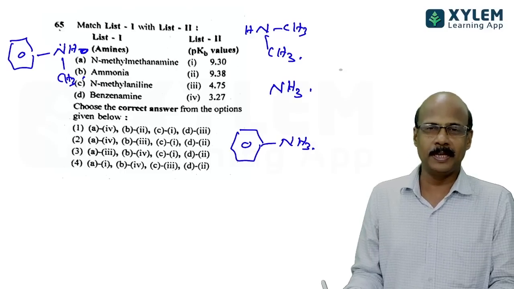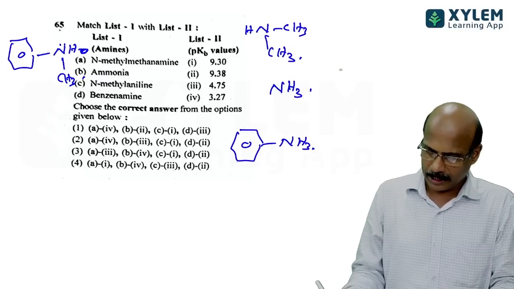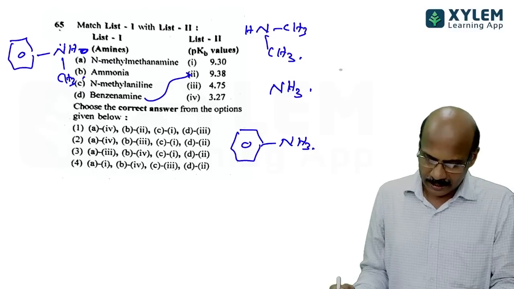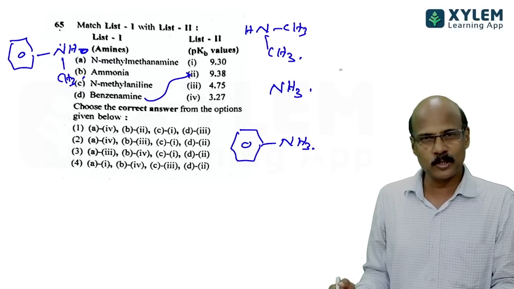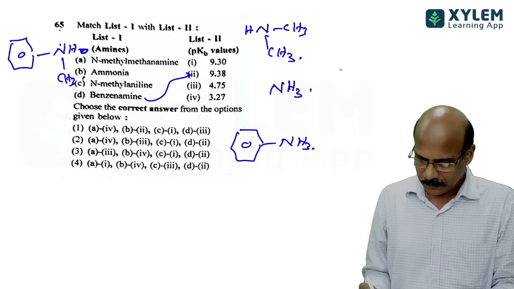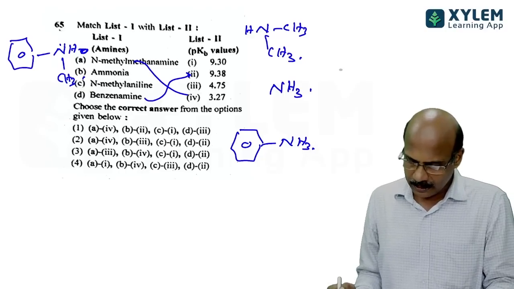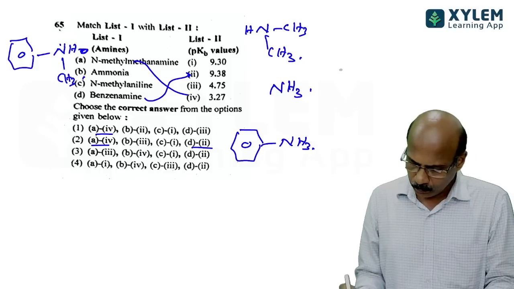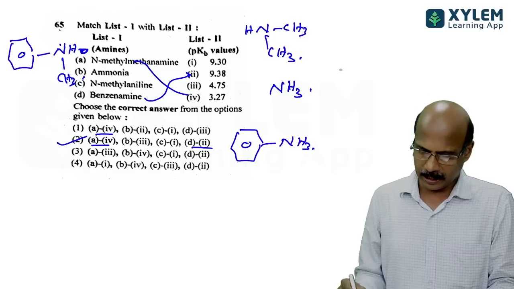Lowest Kb means highest pKb. Among them, the highest pKb goes to 9.38. So let me take D2. And again, N-methyl methanamine, I told you, is the most basic. Since it is most basic, it possesses the highest Kb, so the lowest pKb. So A can be given for A4 and D2. Where is the conclusion? A4 and D2. And there is only one combination, so that will be the correct option.